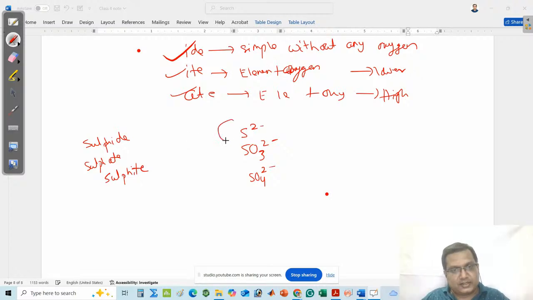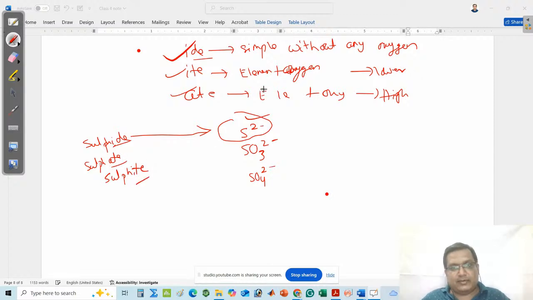What is the name of this? Is it your sulfide or sulfite? Here I have written simple, without any oxygen. Tell me, ide is this. This is your ide, sulfide. That means here, see which radical has no oxygen. This S2 minus, S2 minus does not have oxygen. That means I can combine here. Sulfide means S2 minus. Let me explain about ate and ite.